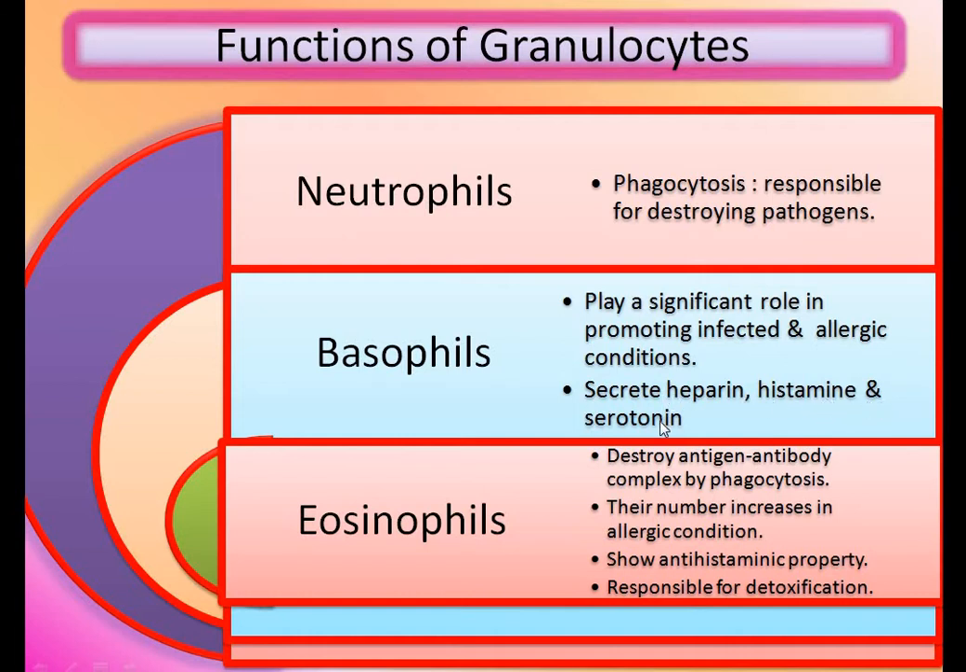And the third secretion is serotonin. Serotonin is a chemical that has a wide variety of functions in the human body. Sometimes it is called the happy chemical because it contributes to well-being and happiness. Serotonin is also called a natural mood stabilizer.